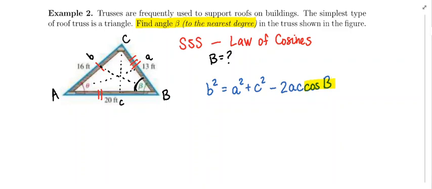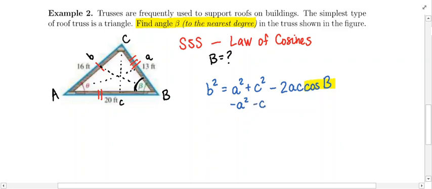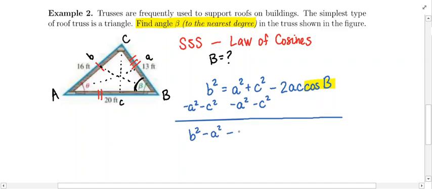Okay, all right, I've highlighted cosine of B in yellow. I need to isolate that term. Okay, so b squared, a squared, and c squared are just numbers, as is negative 2 times a times c. So just treat it like that. If we want to isolate the thing in yellow, we're going to move the a squared over and the c squared over. Both of those guys are positive, so we're going to subtract them from both sides. Okay, so that's going to tell us that b squared minus a squared minus c squared is equal to negative 2ac times the cosine of B.